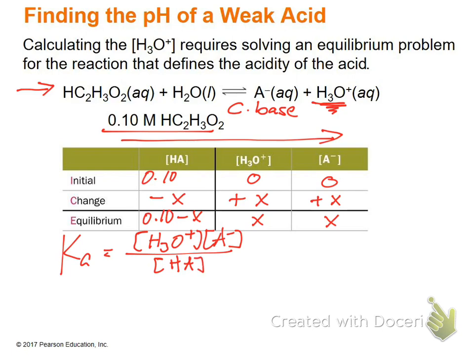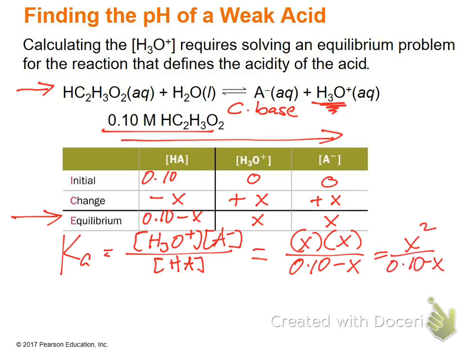And so we plug the equilibrium concentrations as a function of X into the Ka expression. This is equivalent to x times x divided by 0.10 minus x, which gives you x squared divided by 0.10 minus x. When you have a Ka value here, you'll be able to solve for the value of x, either using the approximation method that you learned in Chapter 15 or the quadratic formula.